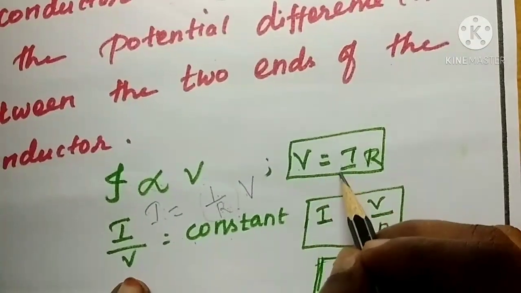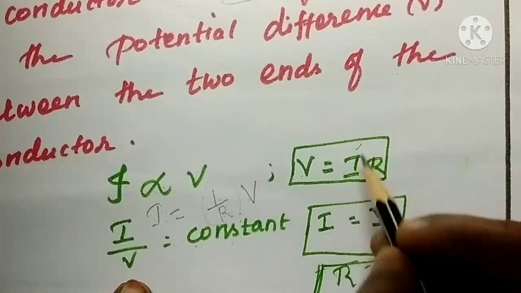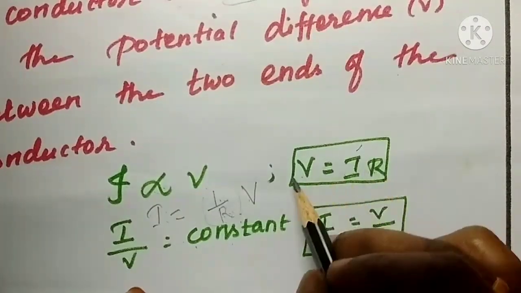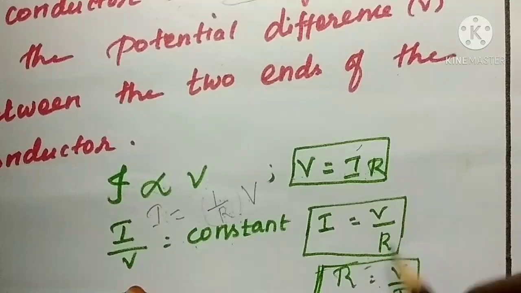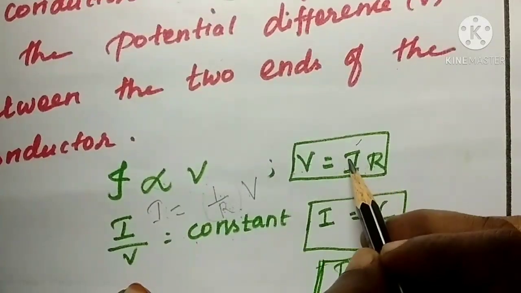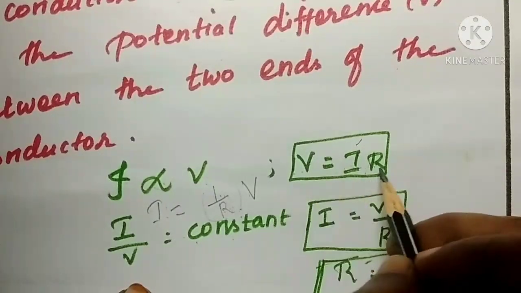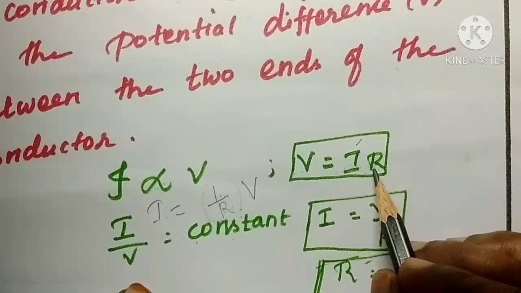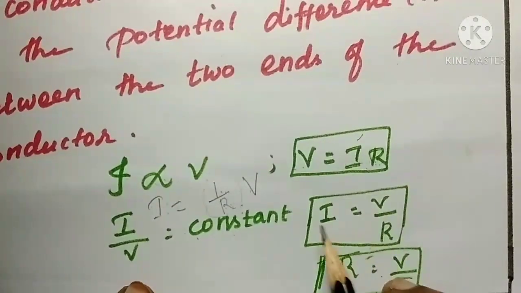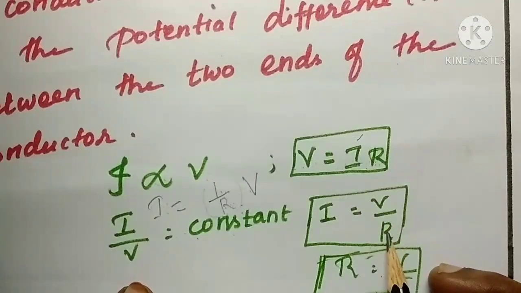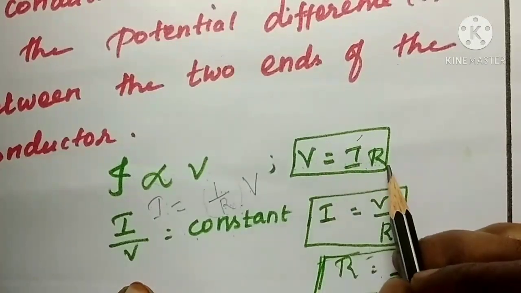Now by using this formula, we can do the problems. They will ask to find the current and give the potential difference and resistance. Any two values they give, you can find the remaining one. So we can use these three formulas: V is equal to I into R. If they ask to find current, I is equal to V divided by R. If they ask to find the resistance, R is equal to V divided by I. Using these variables, we can find the current, potential difference and resistance.